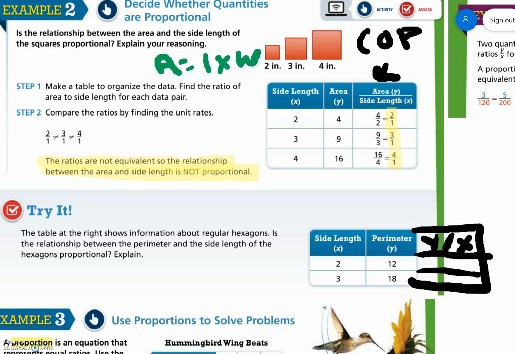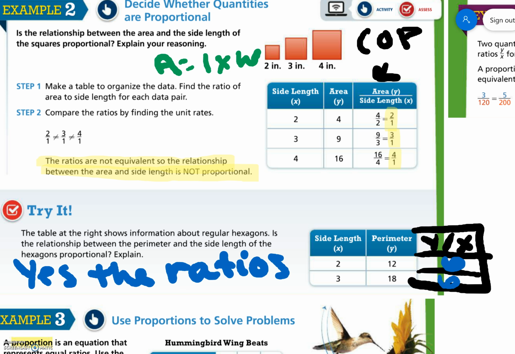All right, when I do y divided by x, 12 divided by 2 equals 6, and 18 divided by 3 also equals 6. Since the constant of proportionality, the ratios, are the same, they are proportional. So yes, the ratios are equal.